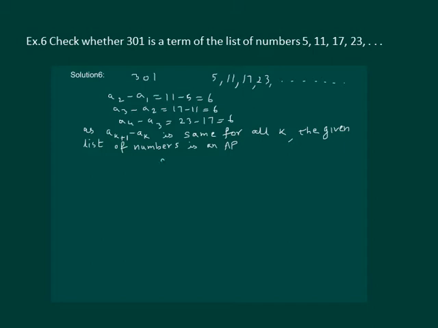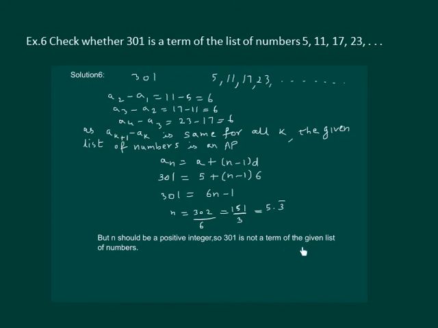And now we know that nth term of the arithmetic progression is given by a plus n minus 1 d. We are asked if 301 is one of these terms. So let us check. A is given as 5. N we have to find out. And D we have calculated to be 6. This gives us 6 times n minus 1. N equal to 302 by 6, which is equal to 151 by 3, which is equal to 50.3 bar. But n is supposed to be an integer as it represents the number of term. So we say that 301 is not a term of the given list of numbers.